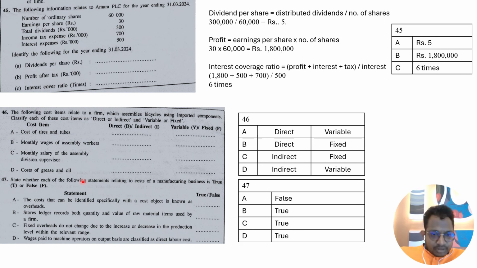47. The cost that can be identified specifically with the cost object is known as overheads, indirect. Stores ledger records both quantity and value, that's correct. Fixed overheads do not change due to the increase or decrease in the production level within the relevant range, correct. Wages paid to machine operators on an output basis are classified as direct labor cost, that's also correct.